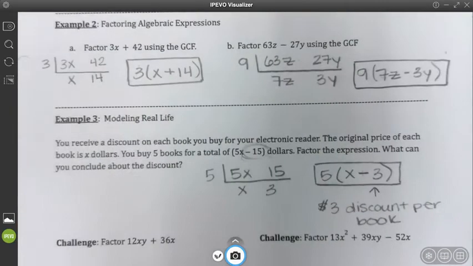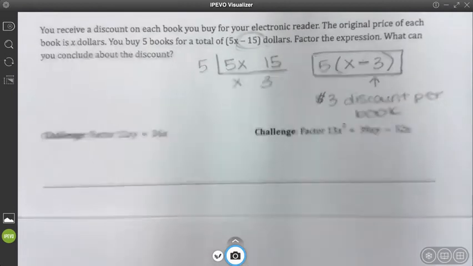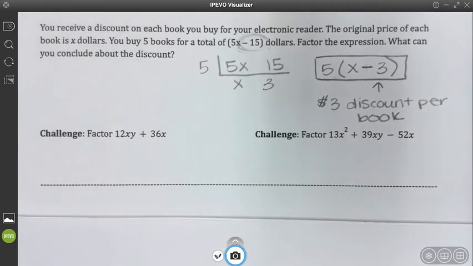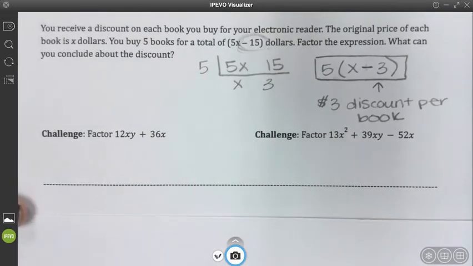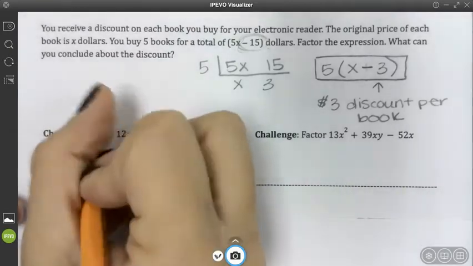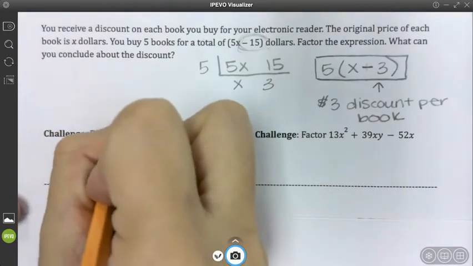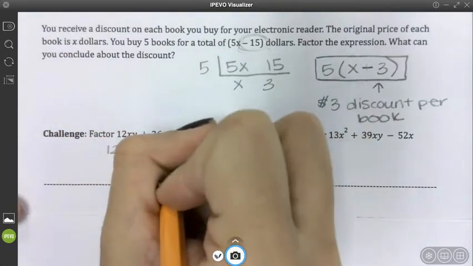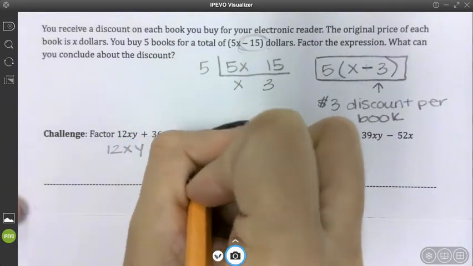Okay, and then we've got some challenge problems. These are a little bit more difficult, but important still. We do this the same exact way as we would with what we had before. So we could use the upside down cake method, 12xy and 36x.